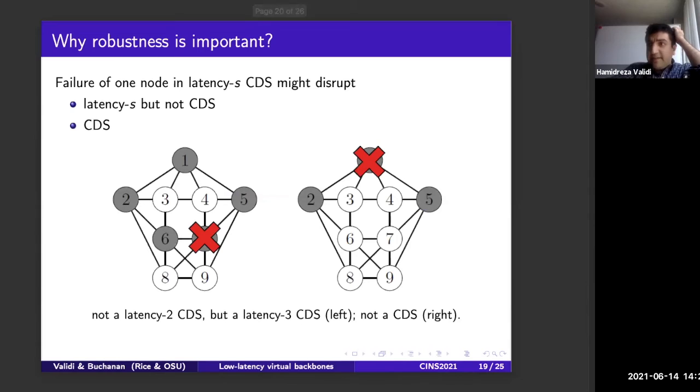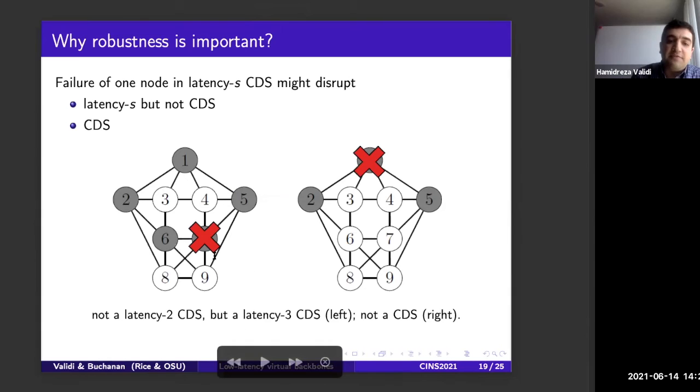So then we can think about the robust case of the latency SCDS. There are some cases where, if one of these relays or vertices in the latency SCDS fails, for example, here, you still have the connected dominating set, but it might not be latency S anymore. It might be latency S plus 1. Here, for example, it was latency 2, but after failure of this node 7, now it is a latency 3 CDS. But in some cases, if a vertex fails, you can see that it is not even a connected dominating set.